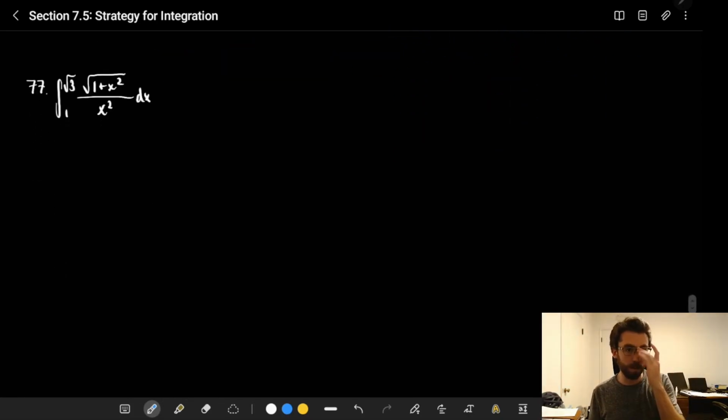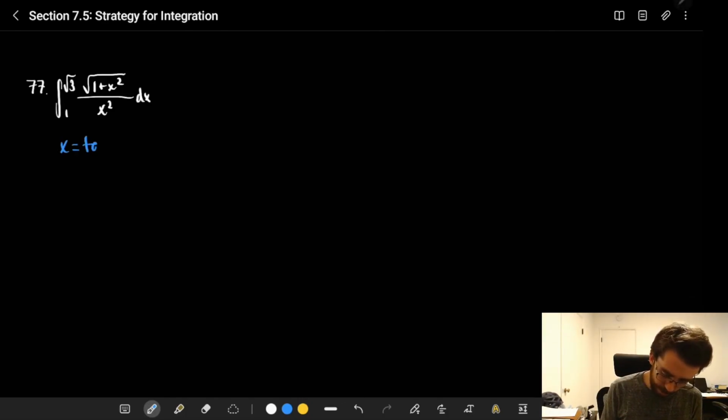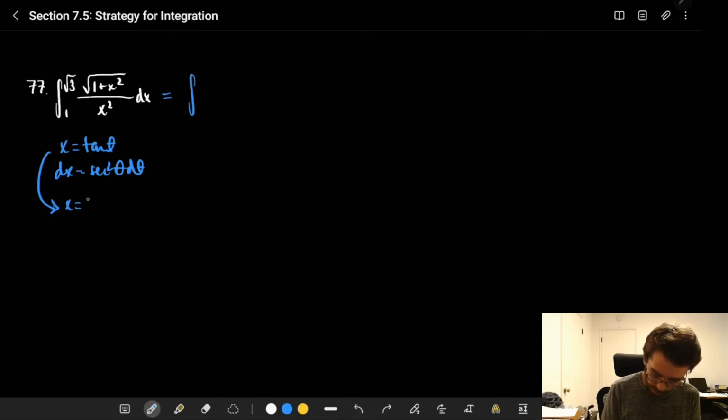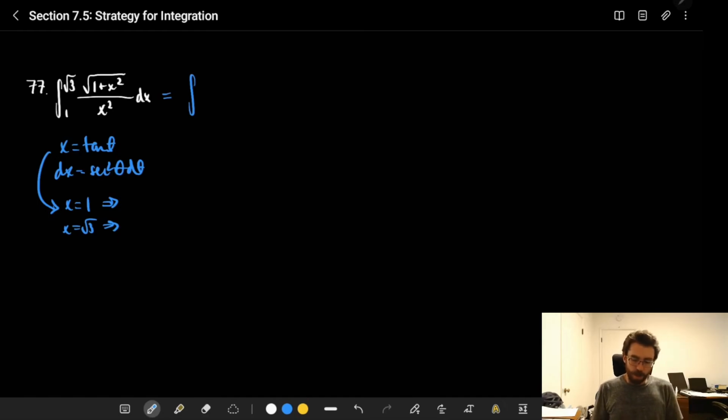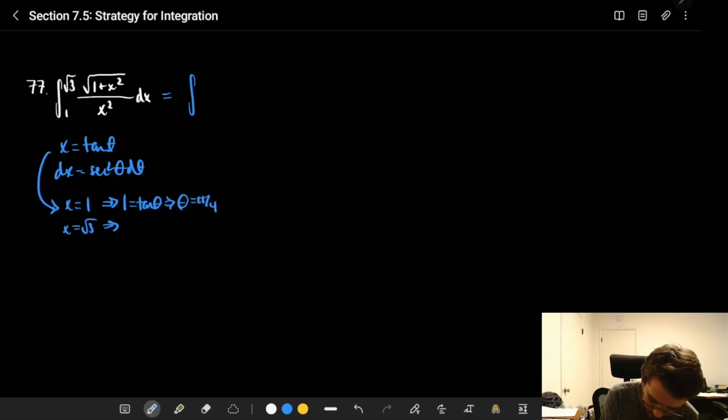77. Trig sub, probably. That looks like a tangent trig sub. x equals tan theta. dx equals secant squared theta d theta. Could change our bounds if we want. Right, initially x was 1 to root 3. So you get the equation 1 equals tan theta. So what value of theta has tangent equal to 1? Well, pi over 4 does.